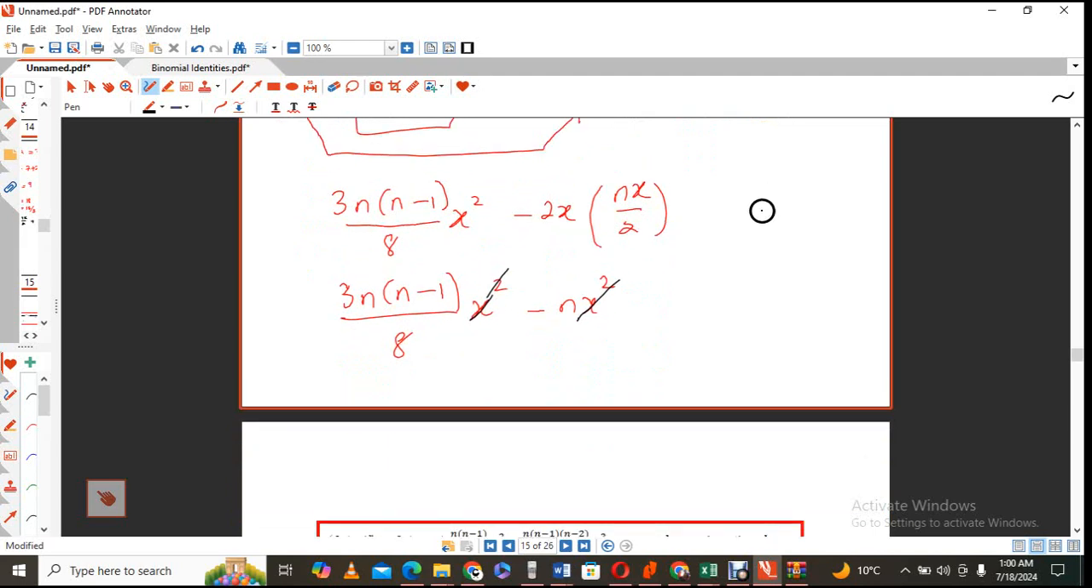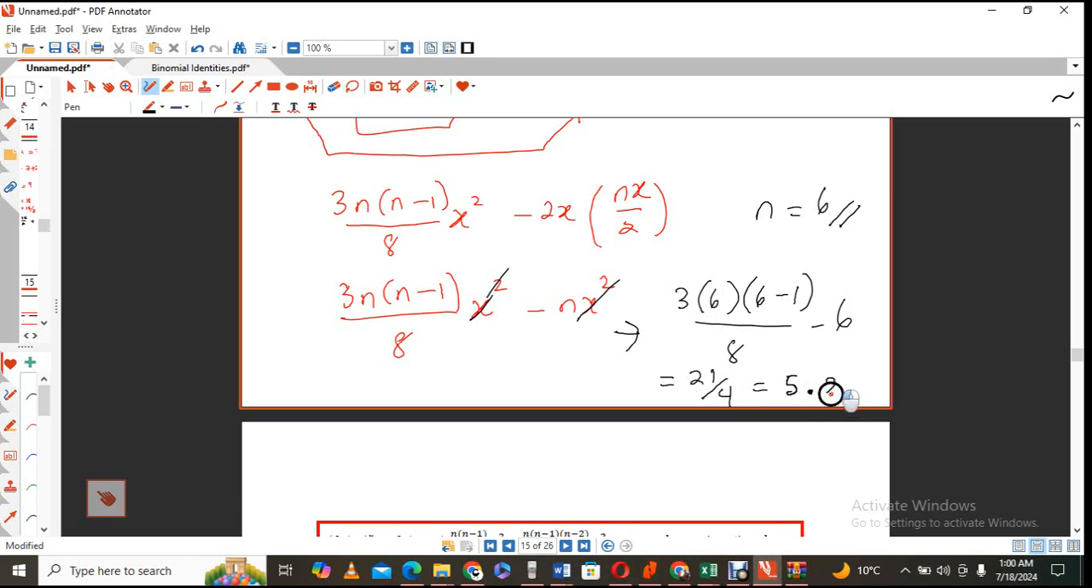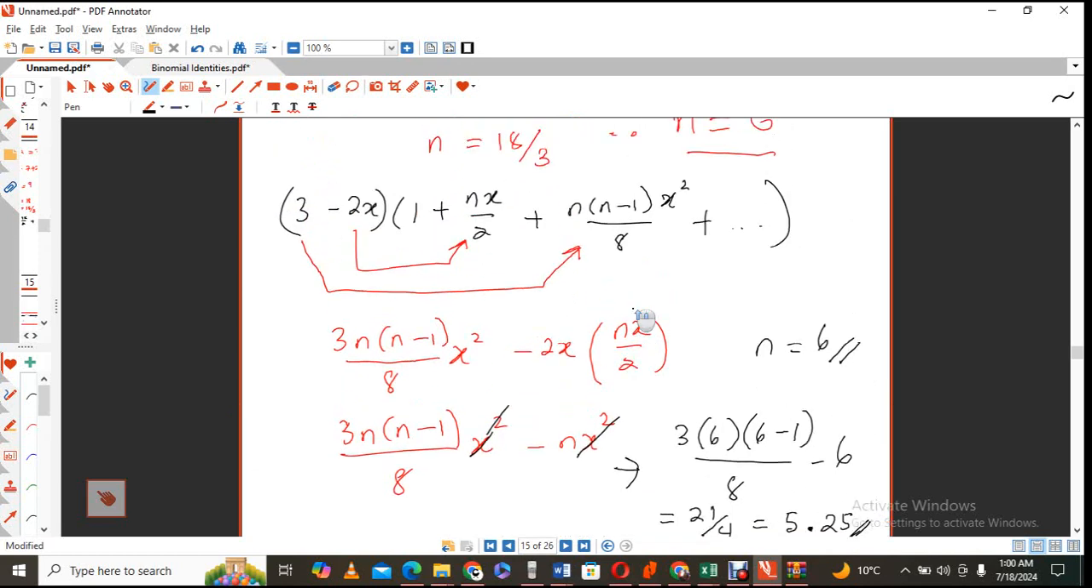Remember from our previous answer, because the question says "hence", we know n was 6, so we are going to substitute that in. So it is 3 times 6 minus 1 all over 8 minus 6. We can grab our calculators, and we get the answer of 21 over 4, which is nothing but 5 and a quarter. Let's pause the video and go back so you can see exactly what I did.